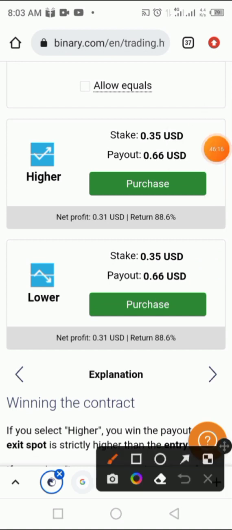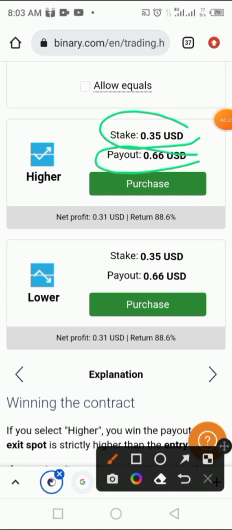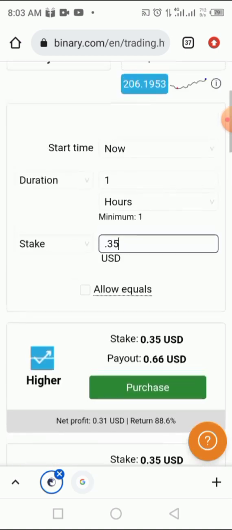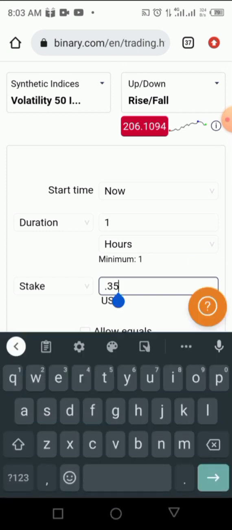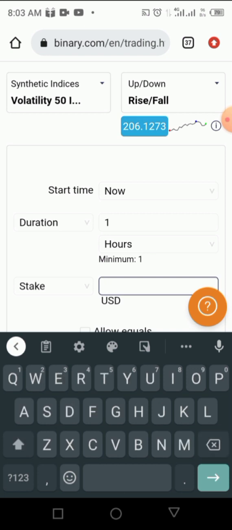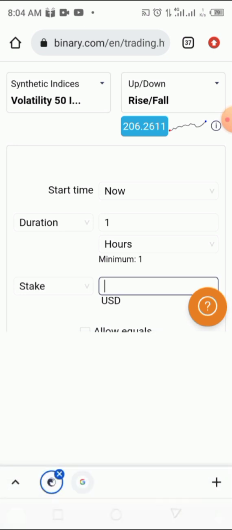This is the stake. So the payout is going to be this. You can see the net profit, that's your profit. So the return rate is 88%. That's the minimum. But on currencies, the minimum you can invest there is 50 cents. Are you getting me? So if you have a small account, maybe like $5, you can try to use 35 cents. You can try to use $1. It depends on you. Once you are sure of the trend, there's no wahala. That's why I follow the trend.